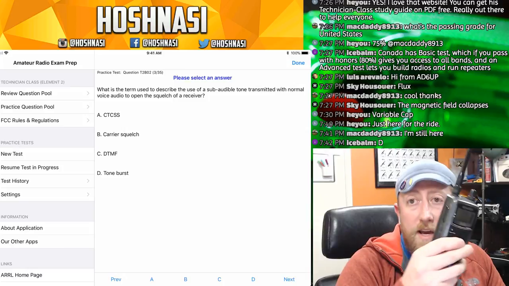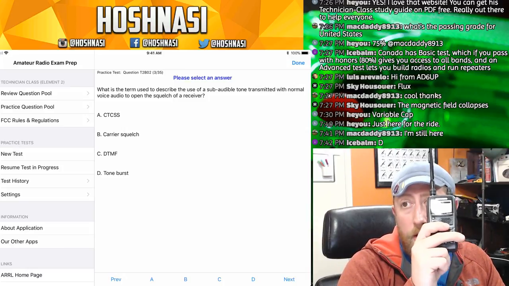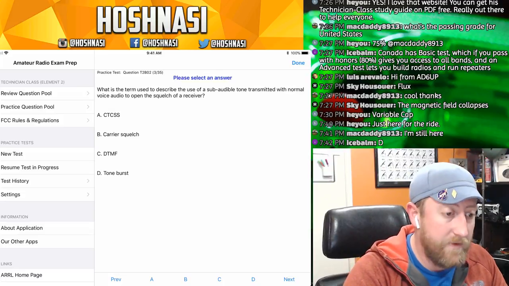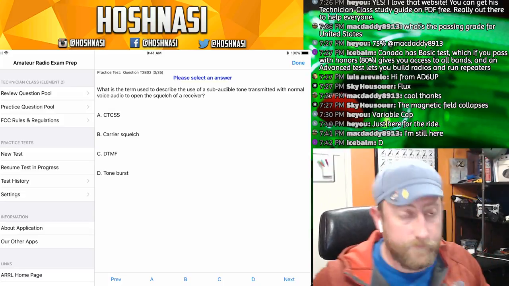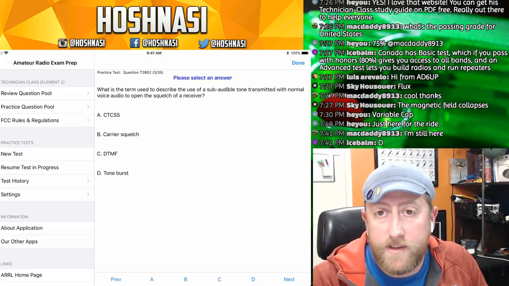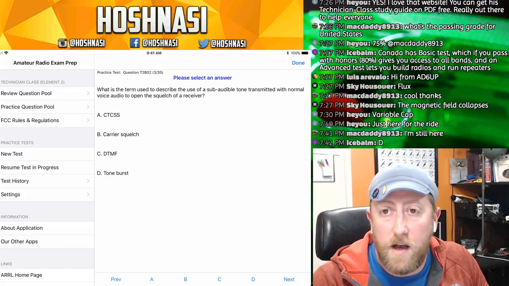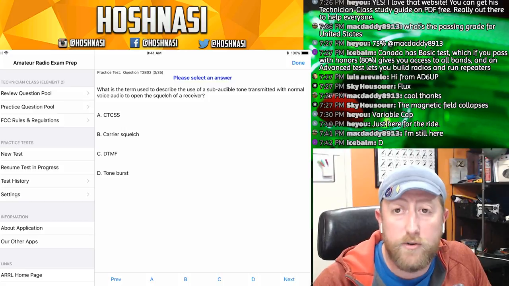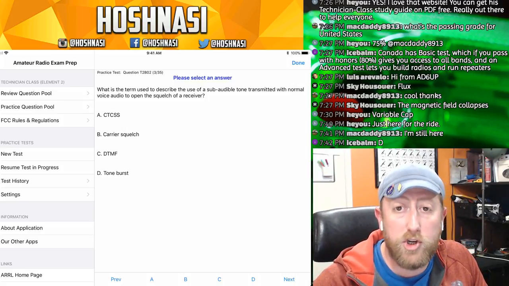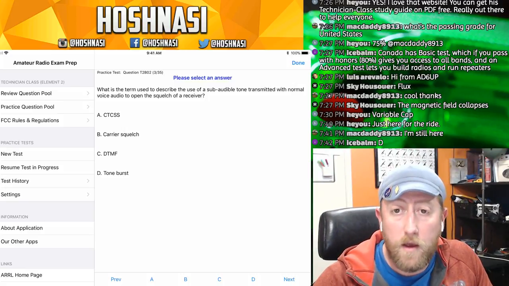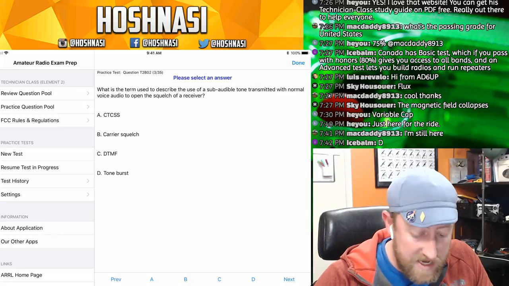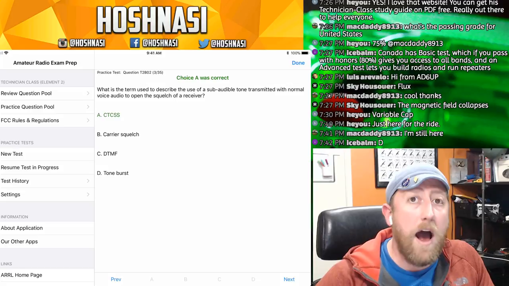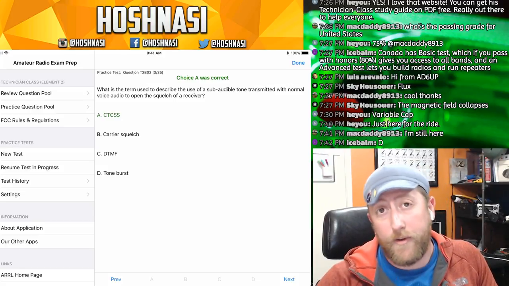This radio is set up to work SO-50 satellite, and I have the Doppler programmed into it. Okay, what is the term used to describe the subaudible tone transmitted with normal voice audio to open the squelch of the receiver? That would be the CTCSS. That is the subaudible tone, often referred to as PL tone.